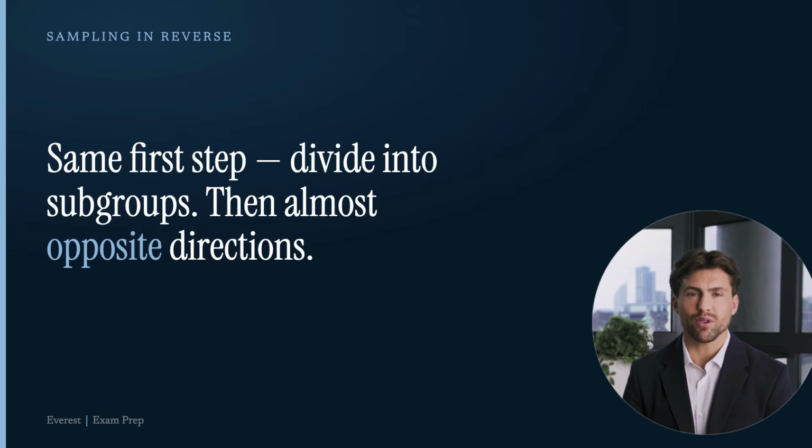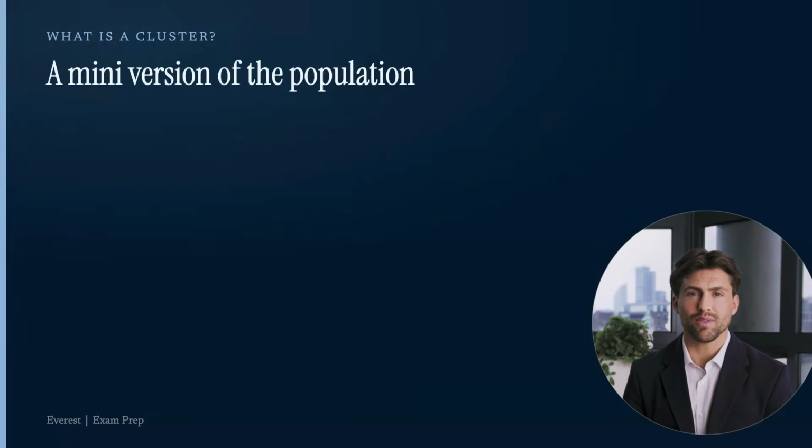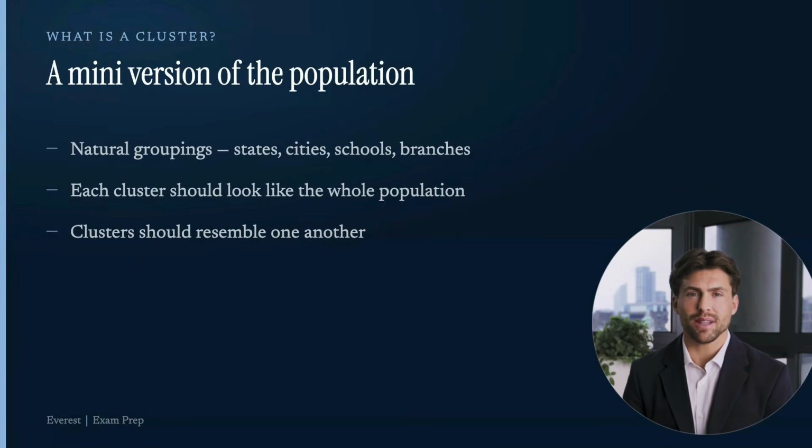But the two methods use those subgroups in almost opposite ways. In stratified sampling, the researcher draws observations from every subgroup to ensure that each important category is represented. In cluster sampling, the researcher randomly selects only some of the subgroups and collects data from those selected groups. The subgroups in cluster sampling are called clusters. They're often based on natural or convenient groupings, such as states, cities, schools, offices, households, or bank branches.